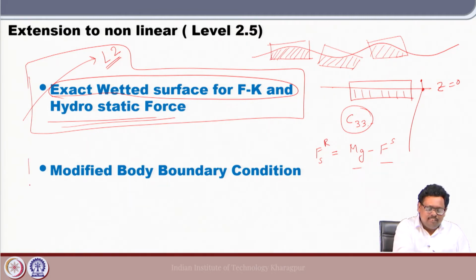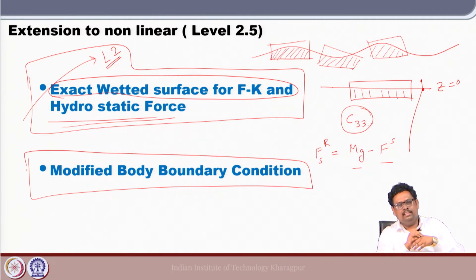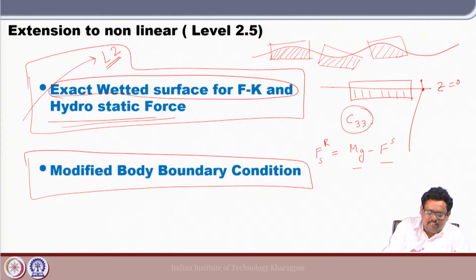Now, when you modify the body boundary condition a little bit, this is something new. When you make some kind of approximation in a simplistic way, then it becomes level 2.5. So, now when you incorporate this part, this becomes level 2.5. Now, why is it 2.5, why is it not 3, why is it not 4? So, let us try to understand this.